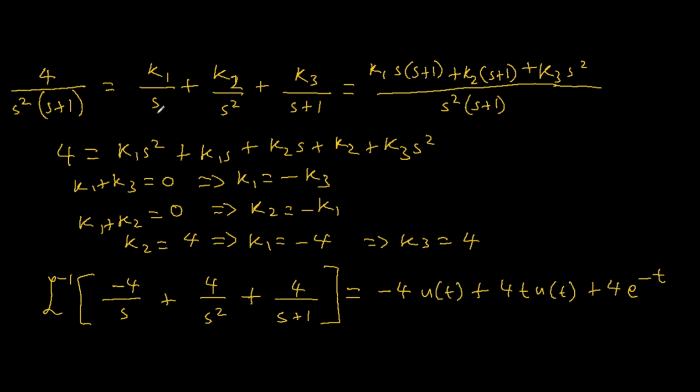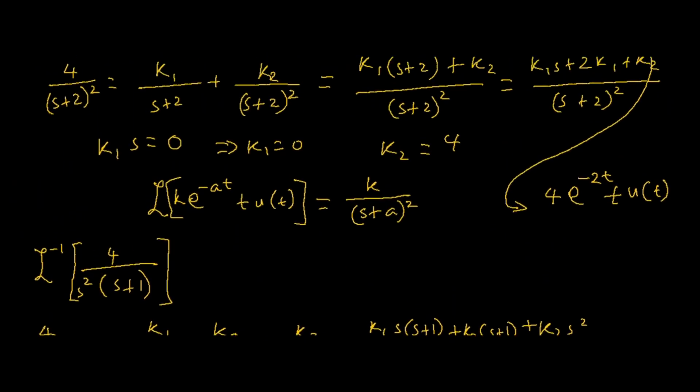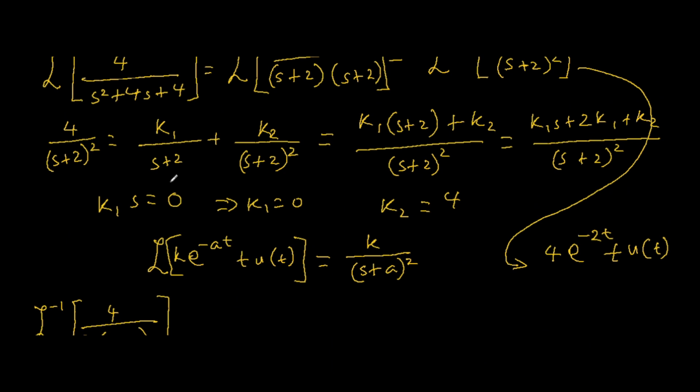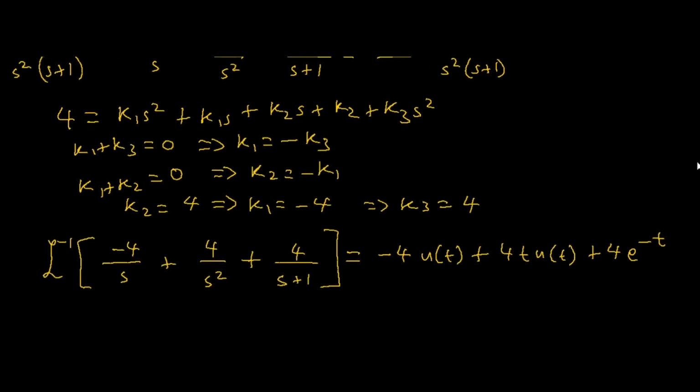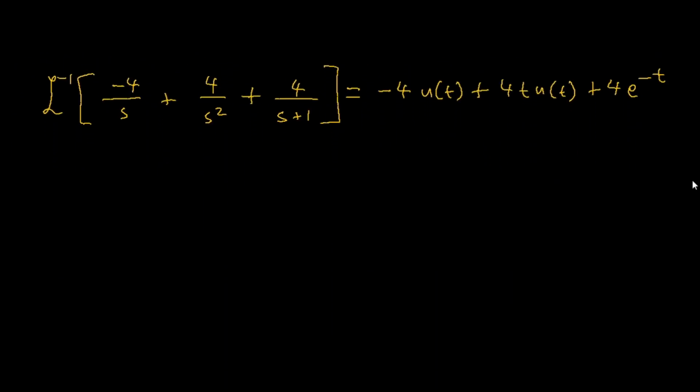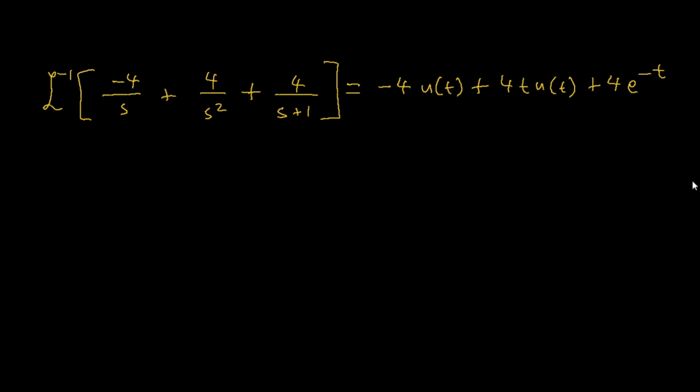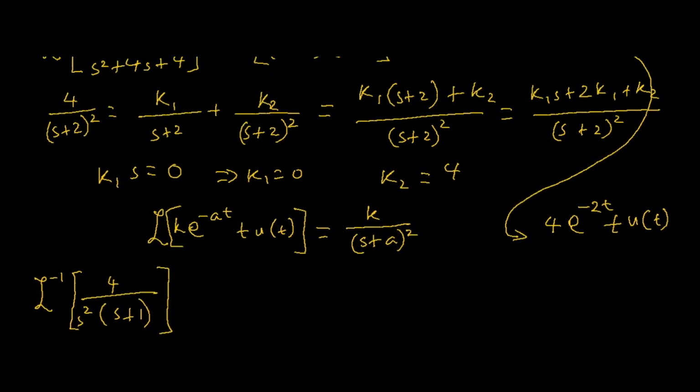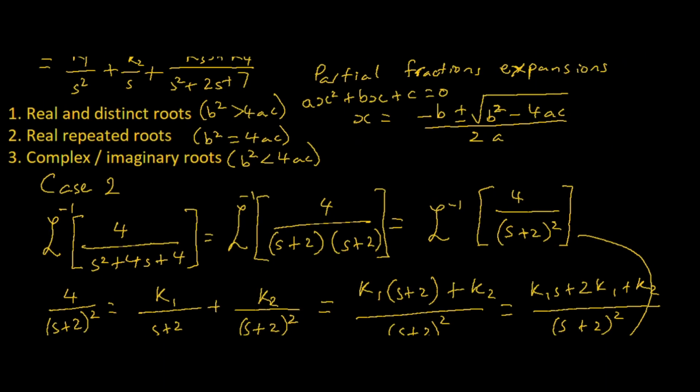Note that if this had been s plus 2 squared, like we did in this example, even though it was not necessary for us to use partial fractions here, we had s plus 2 and then s plus 2 squared in our denominators. So that's how you deal with systems when you have repeated roots, okay? When you have repeated roots.